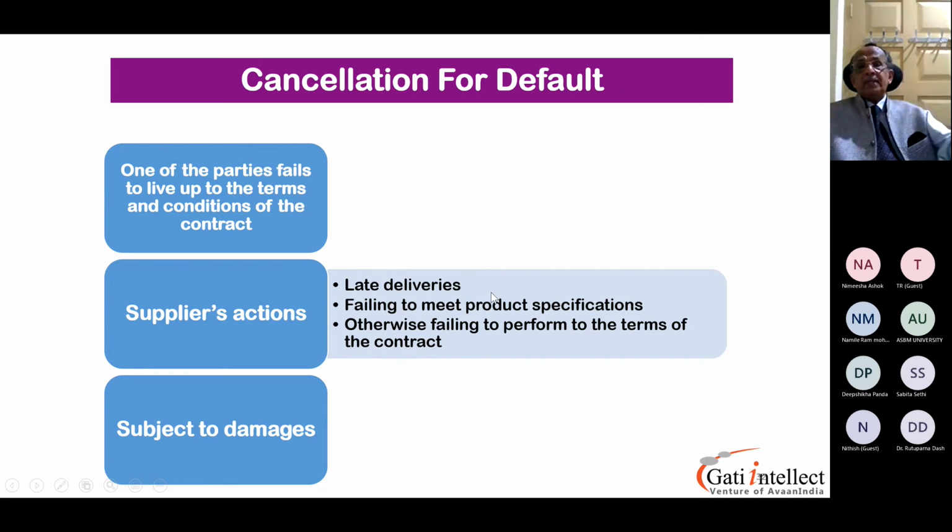Now, Nimisha, I have a question for you. Let's take the situation number 2. This has happened for your company. What will be your stand? So situation number 2 meaning failing to meet product specifications. Yes, it can be that or late deliveries or otherwise failing to perform the terms of the contract. These are like legal grounds to cancel the contract, right? Right, now, how will you classify these under what?